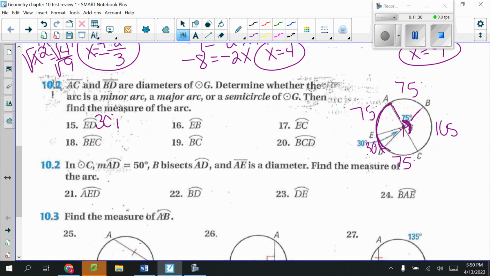And now I need to name it as minor. Remember that minor is anything less than 180. Major is anything greater than 180. And a semicircle is half the circle, 180.